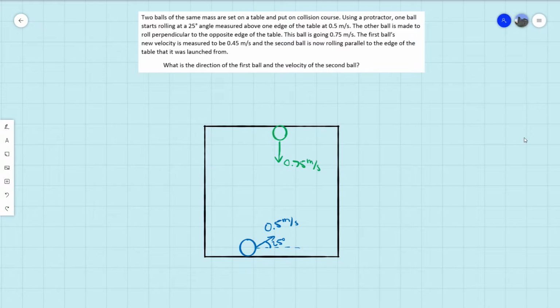After colliding, the first ball's new velocity is measured to be 0.45 meters per second, and the second ball is now rolling parallel to the edge of the table that it was launched from. So that means use a lighter color to symbolize the blue.